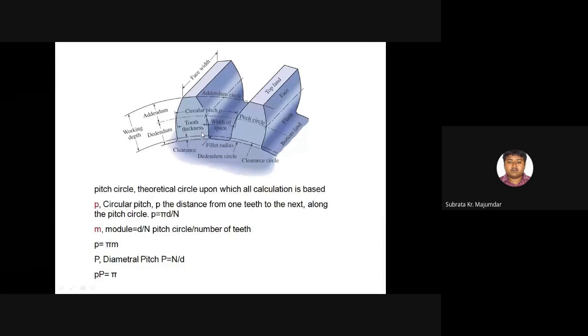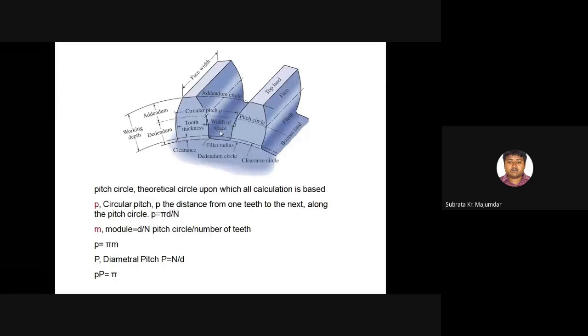Now, one of the important terms is backlash. What is backlash? It is too much important. It is the difference between the tooth space and tooth thickness, measured along the pitch circle.